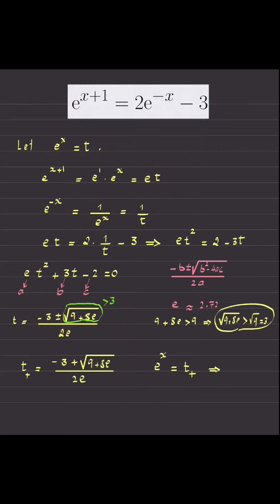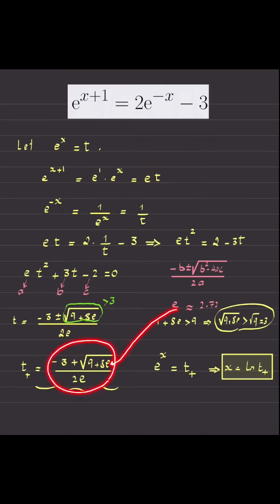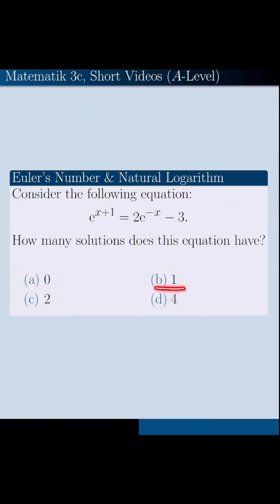So what is x? x is equal to ln of t plus, and t plus is this number that you see here. Okay, so if I want to do approximations, I have to take my calculator, type in this number 2.72 here, use the calculator to find this, and put that number here, take ln of that number and find x. But be careful, this problem is not asking you to find the root, it's asking how many solutions there are. There is only one solution to this problem. So the answer to the problem is option B.